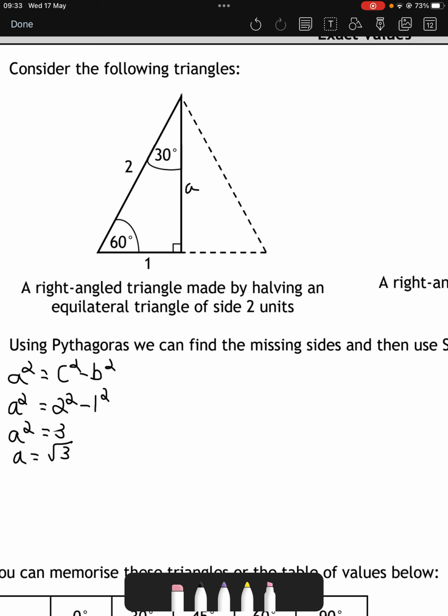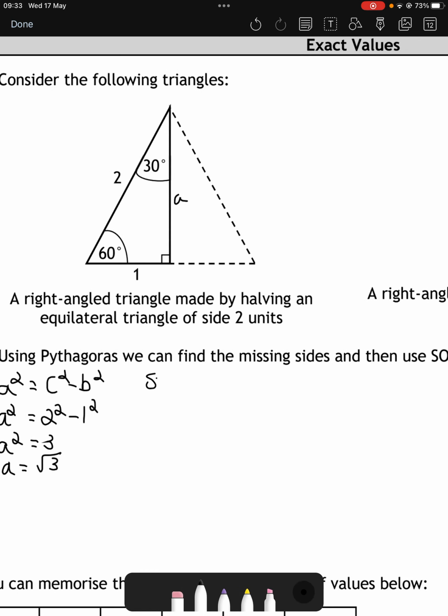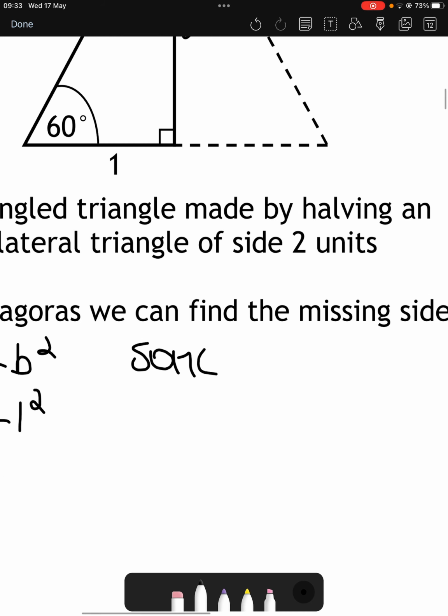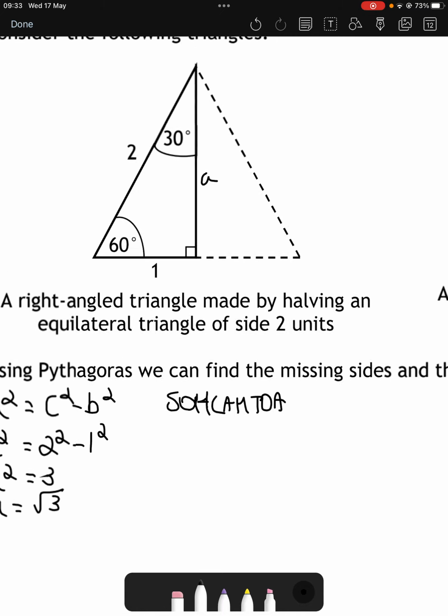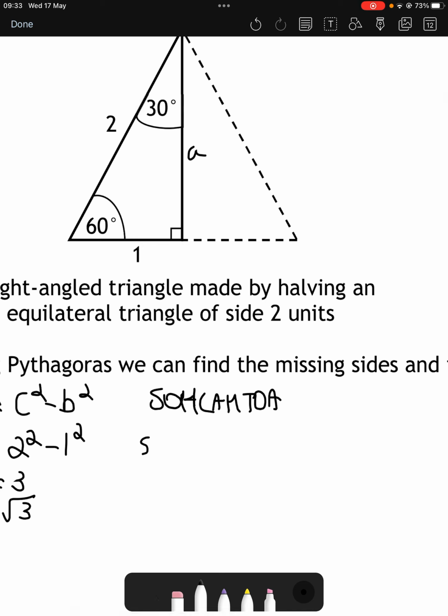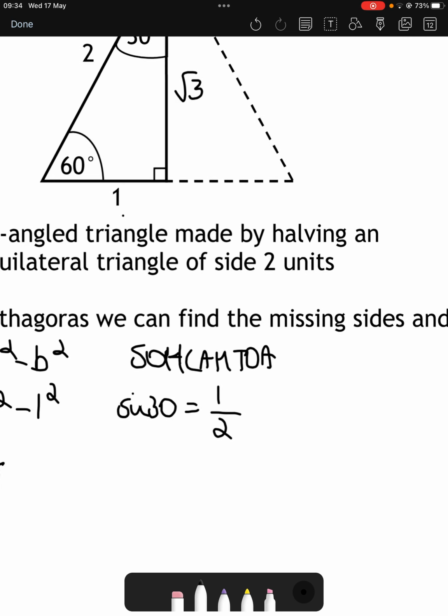So if we think back to SOHCAHTOA, using our 3 ratios. I'm going to start with the 30 degrees. Sine of 30, remember, will be opposite over hypotenuse. I'm going to replace this now by my root 3. Opposite of the 30 is that 1, and then the hypotenuse is 2. So sine of 30 is exactly a half.